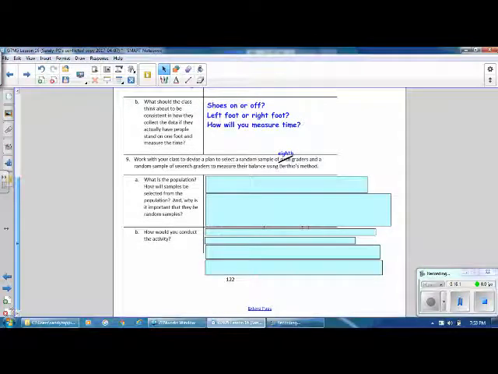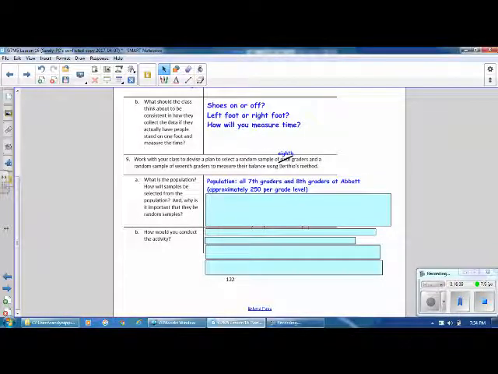Question 9. Work with your class to devise a plan to select a random sample of 8th graders and a random sample of 7th graders to measure their balance using Berthio's method. Now we changed this to 8th and 7th graders because our school has 8th and 7th graders, so it will be easier to collect data. Question A. What is the population? The population is all 7th graders and 8th graders at Abbott, approximately 250 per grade level.